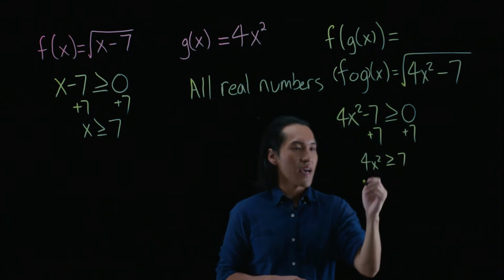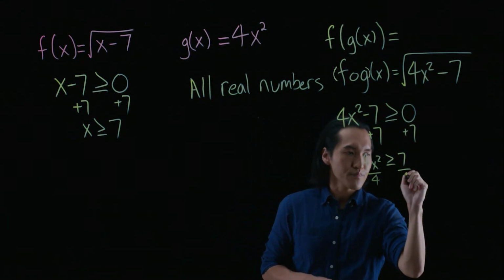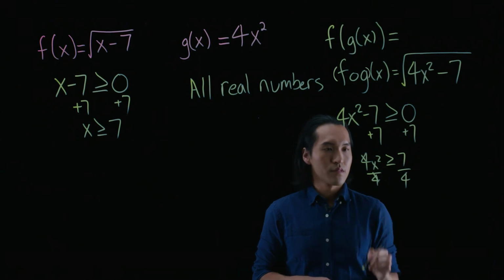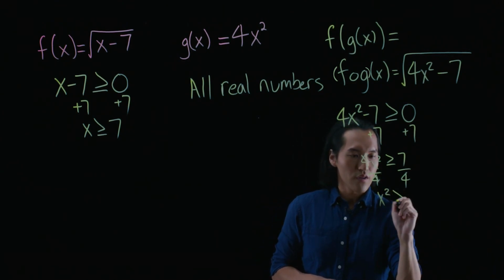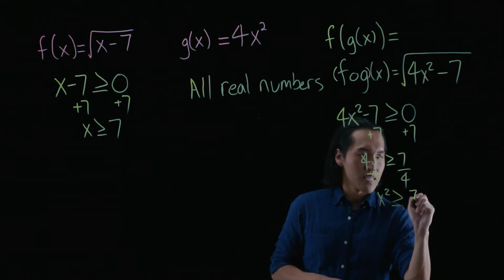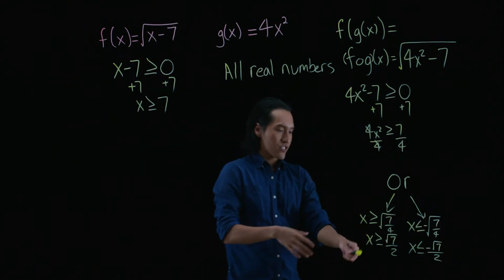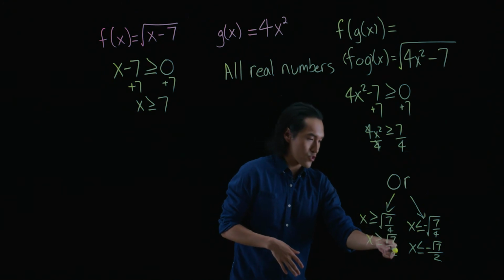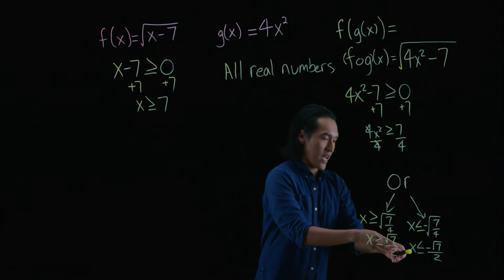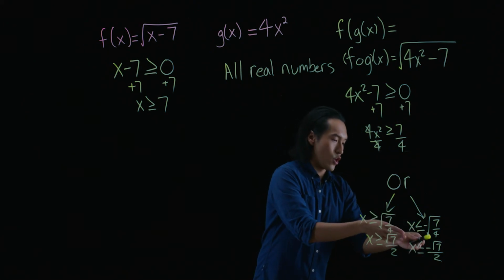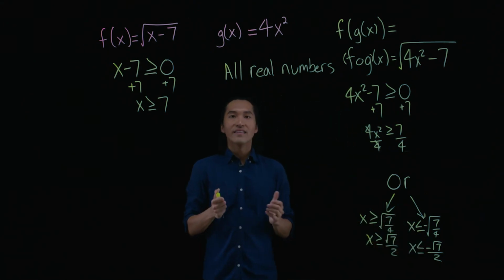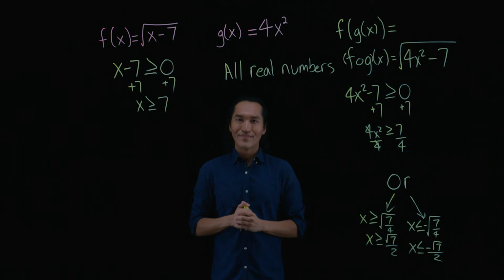And then we want to isolate the x, so we divide both sides by 4. The 4's cancel out. On this side, we're left with x squared is greater than or equal to 7/4. So x is greater than or equal to the square root of 7 over 2, or x has to be less than or equal to negative square root of 7 over 2. And that is how we solve this problem. Thank you.